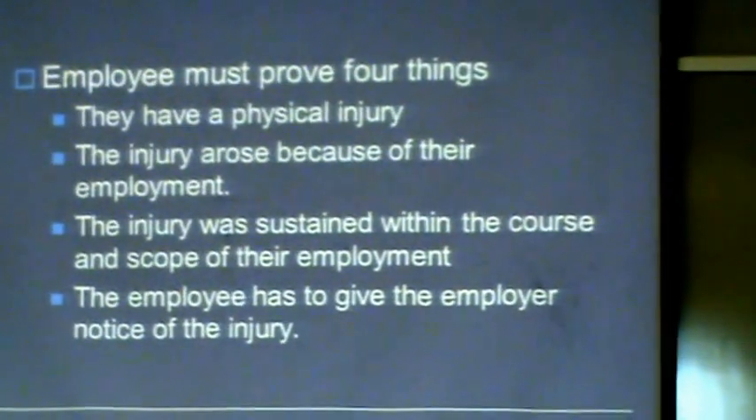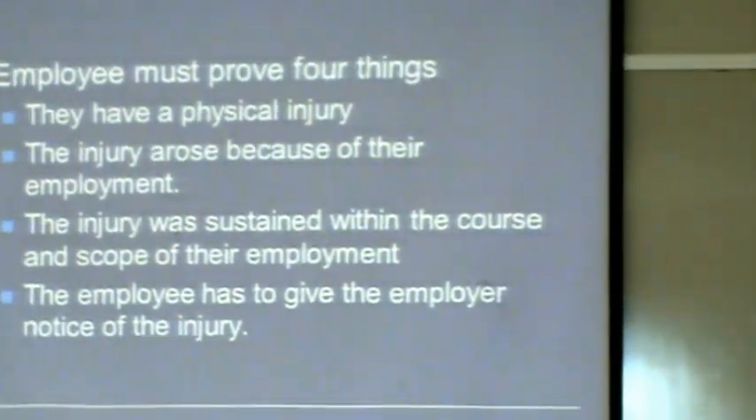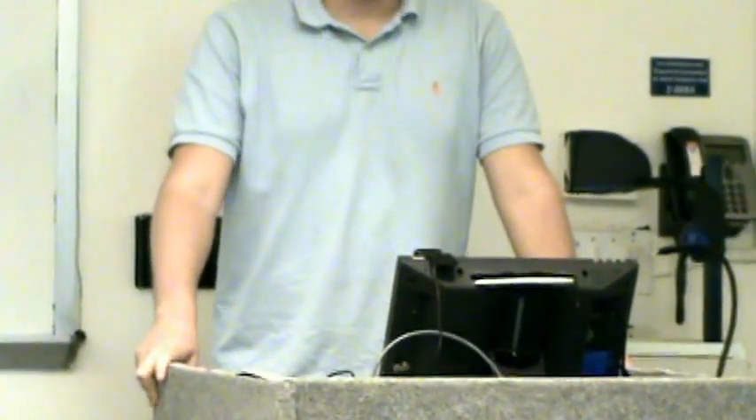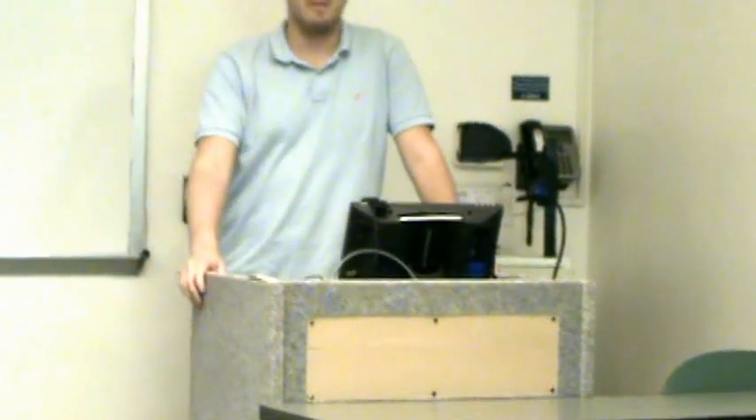The injury was sustained within the course of their employment, so that's basically a time and place thing. The course of their employment, the scope of their employment. So if they were at the job at a certain time when it happened, if they were doing what they're supposed to be doing and they got injured while they were doing it, they have substance for a valid claim.